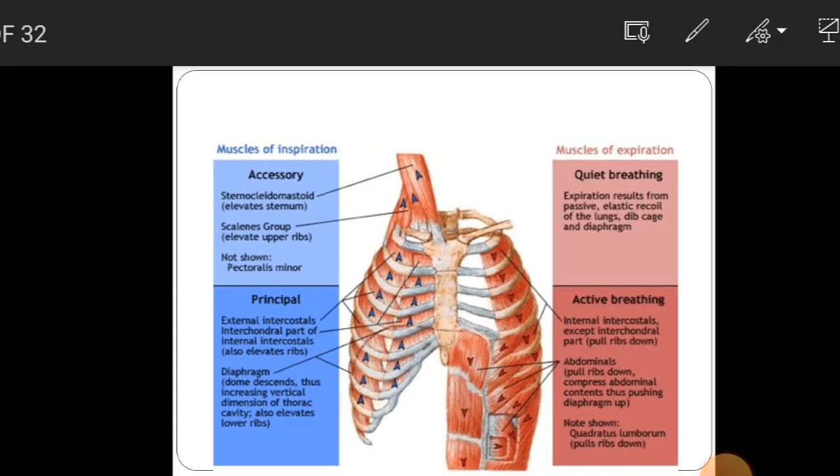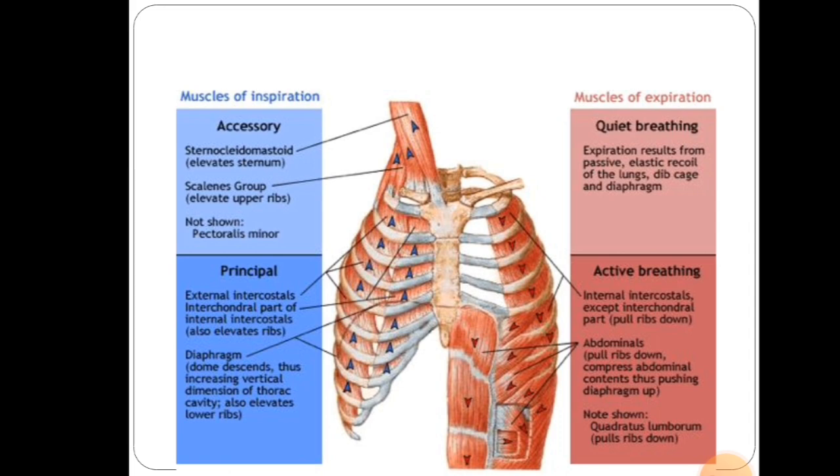So basically, we have a few muscles of inspiration and expiration. The prime movers of inspiration are the external intercostals and diaphragm, and the accessory muscles are sternocleidomastoid, scalene, and pectoralis minor. Expiration is a passive process, and along with the diaphragm movement, there is also active breathing, which includes the internal intercostals, abdominals, and quadratus lumborum.